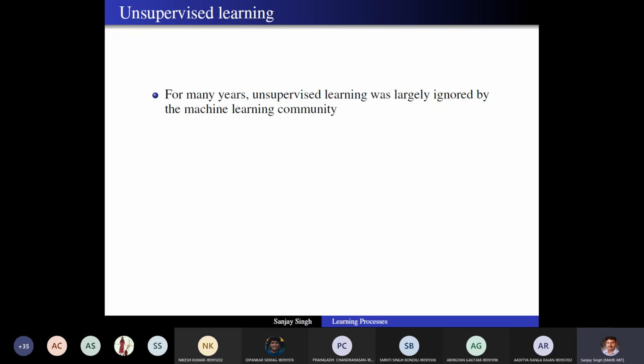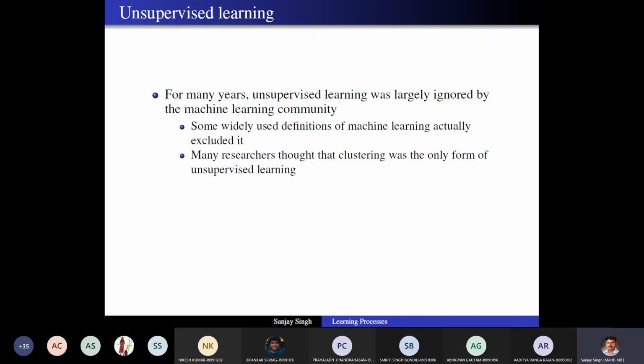You'll be surprised that nowadays we are reading all these things, unsupervised learning and so on. For more than 40 to 50 years, unsupervised learning was largely ignored by the machine learning community. Some widely used definitions of machine learning actually excluded it. They did not mention at all that unsupervised learning is there. Many researchers thought that clustering was the only form of unsupervised learning, but we know that it is not true anymore. It is hard to say what the aim of unsupervised learning is, right?